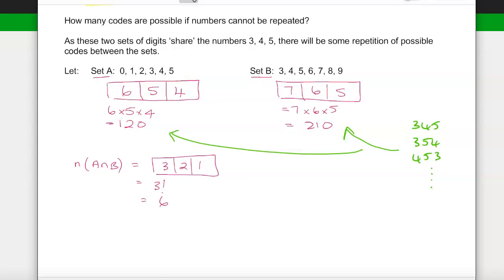So using our rule of A or B, we could say the number in A and the number in B, take the overlap of arrangements that we don't want to add on twice. So we've got 120 plus 210, take those 6, that will leave us with 324.